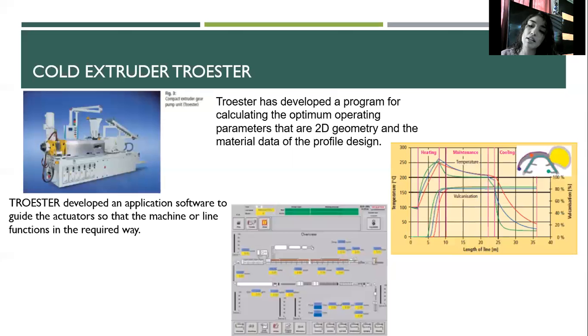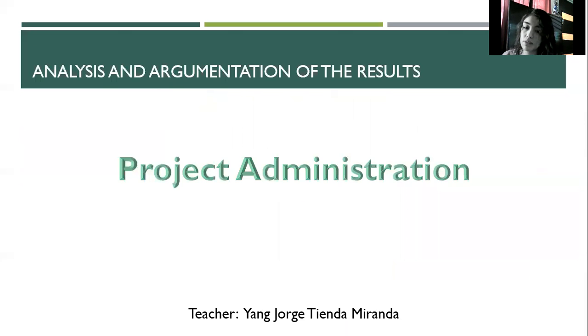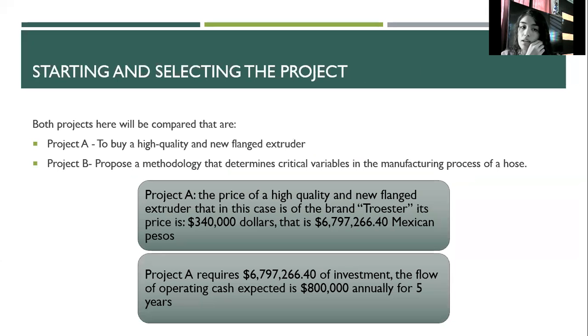So here I think this part of the subject finishes and starts project administration with the teacher Jorge Tienda Miranda. And the starting and selecting the project. Here there are two options: project A, to buy a high quality and new flanged extruder, and project B, to propose a methodology that determines critical variables in the manufacturing process of a hose. Here is information first of project A.